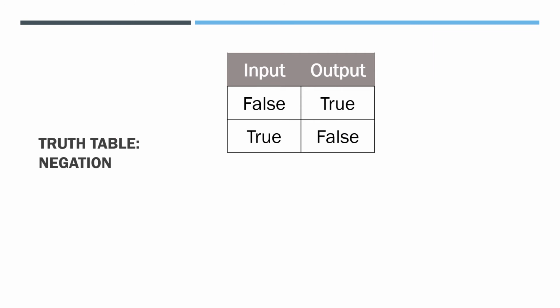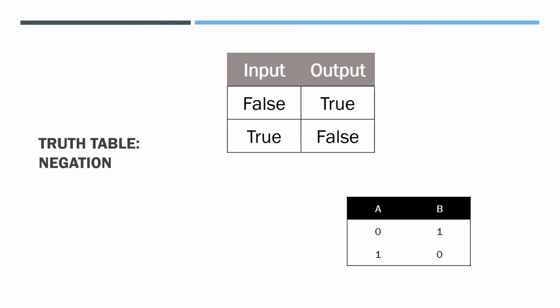And the truth table for a NOT gate looks like this. If the input is true, the output is false. If the input is false, the output is true. Or simplifying it to ones and noughts, that's the logic table. We call that a truth table, and it shows the inputs and outputs of a logic gate.